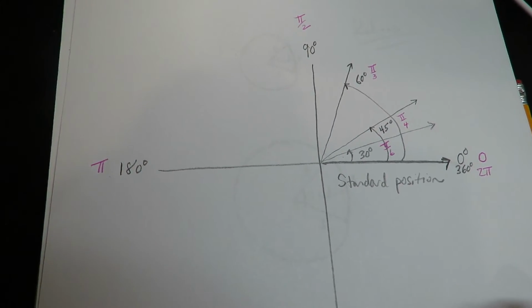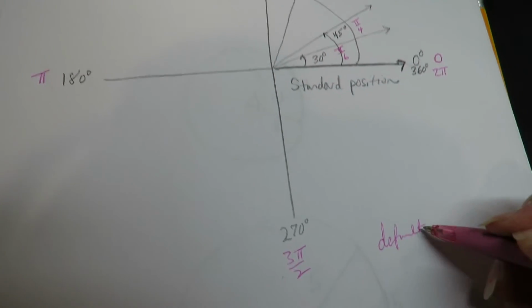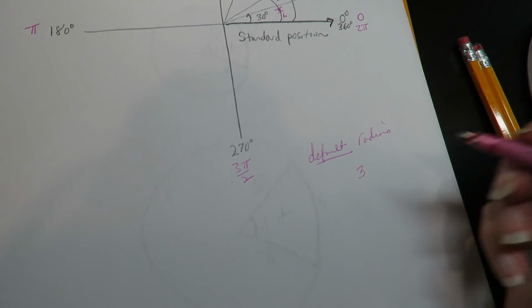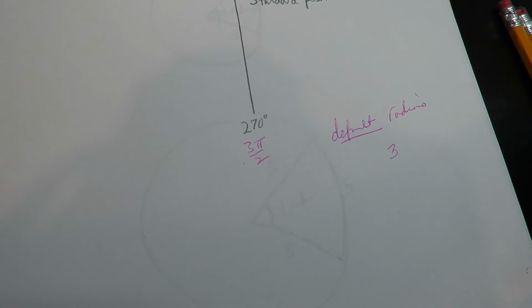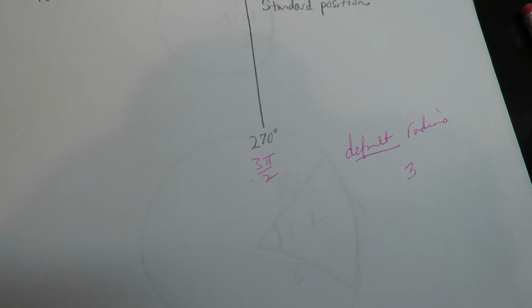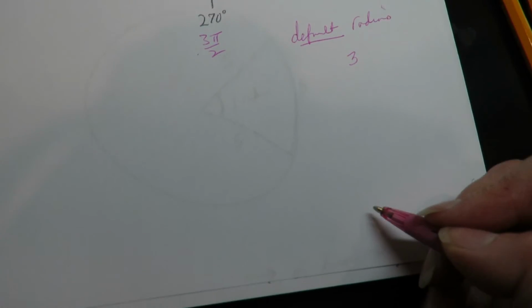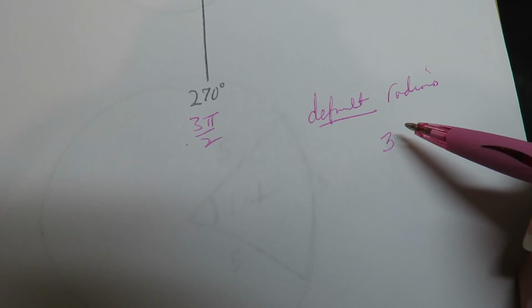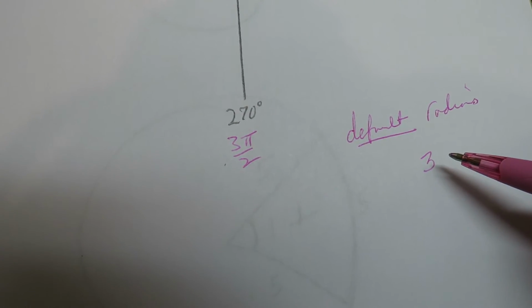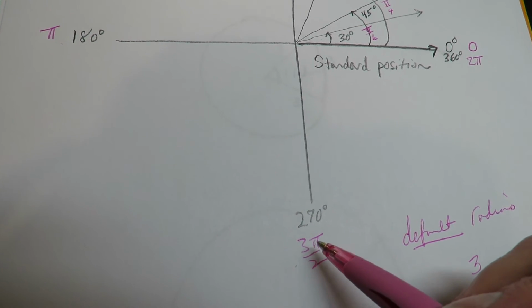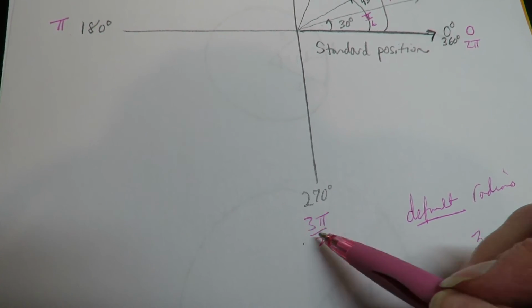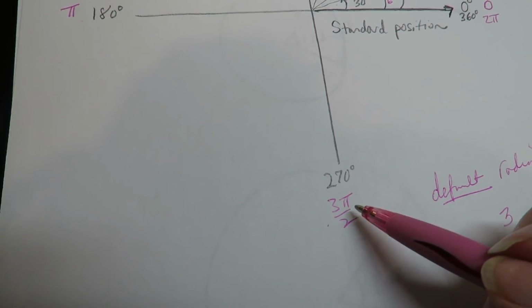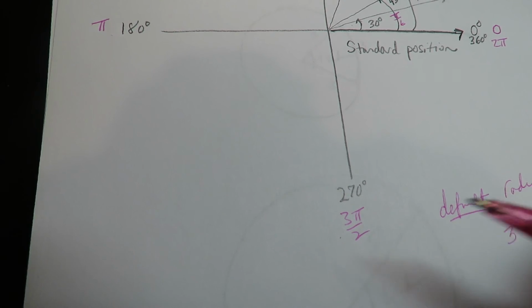Please note that the default is in radians. So if somebody just says 3, they don't mean 3 degrees, they mean radians. If you want to say degrees, you actually have to say 3 degrees. If there is no degree unit, the default is that you're to assume it's in radians. We have a habit of thinking if something's in radians, we're going to see a pi. That's not true. Radians is a unit. Whether the pi is there or not, the default is radians.